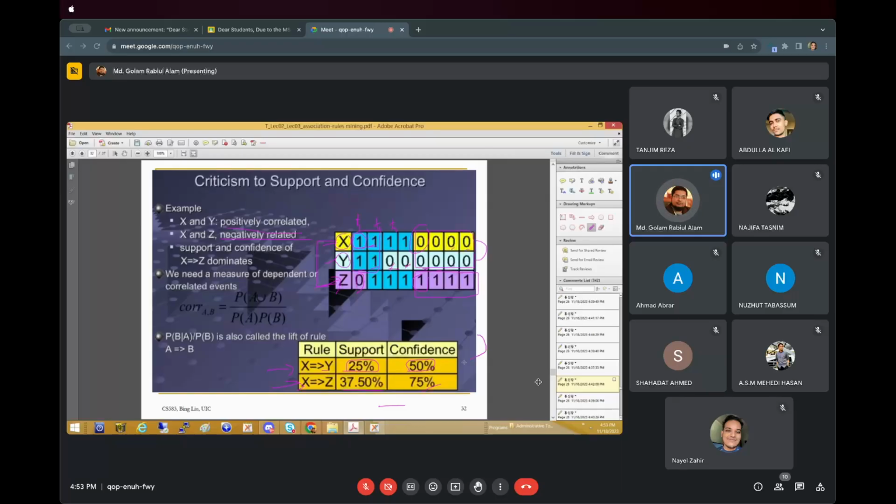Though this one has the positive correlation and this one has the inverse correlation, we can see that the support and confidence is still high for the inverse correlation. So this is problematic. That's why we sometimes mention that support and confidence are not enough to find strong association rules.